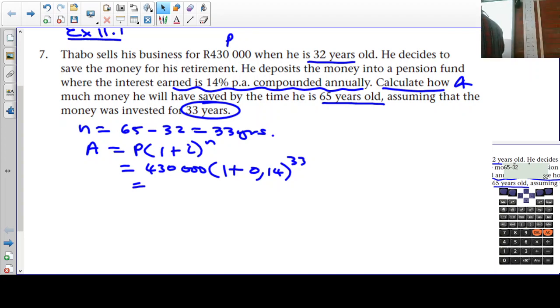Okay. This calculator also doesn't want to play along. It's into 1 plus 0.14 to the exponent 33. So that gives us an answer of 3 million.